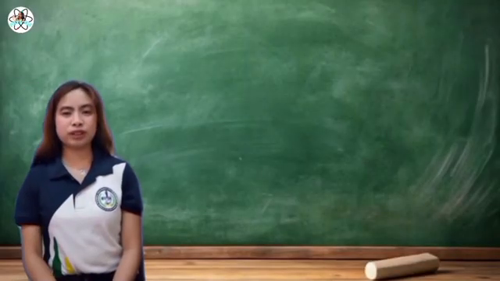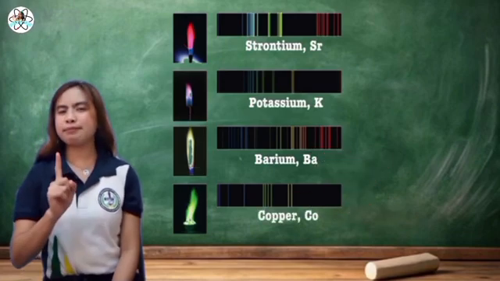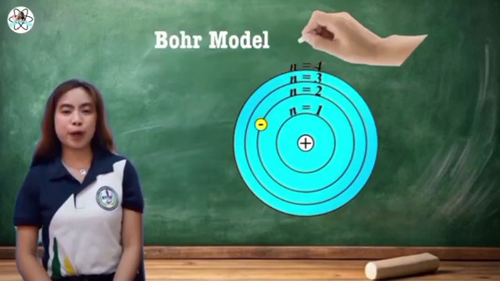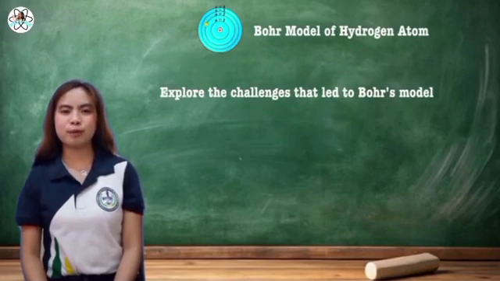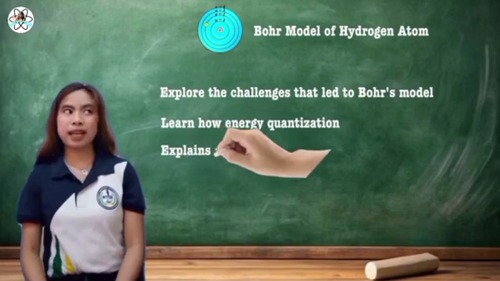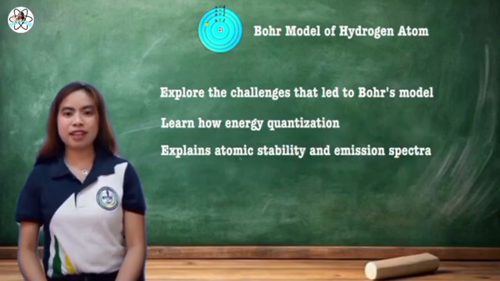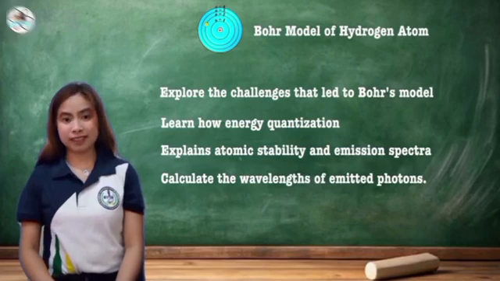Have you ever wondered why different elements emit different colors of lights? That's the mystery we'll solve today using the Bohr model of atom. We will explore the challenges that lead to Bohr model, learn how energy quantizations explain atomic stability and emission spectra, and even calculate wavelength of emitted photons.